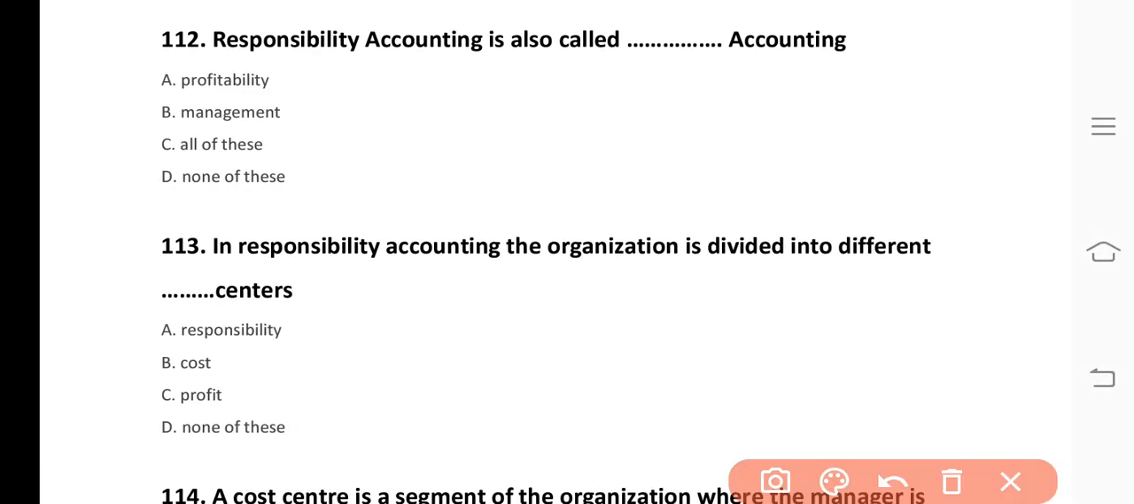MCQs number 112. Responsibility accounting is also called dash accounting: profitability accounting, management accounting, all of these, none of these. So correct option is option A. Responsibility accounting is also known as profitability accounting. Option A is correct option.